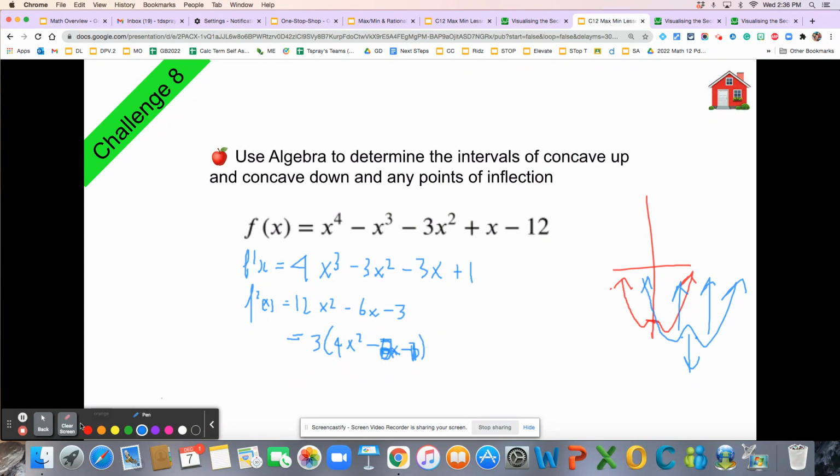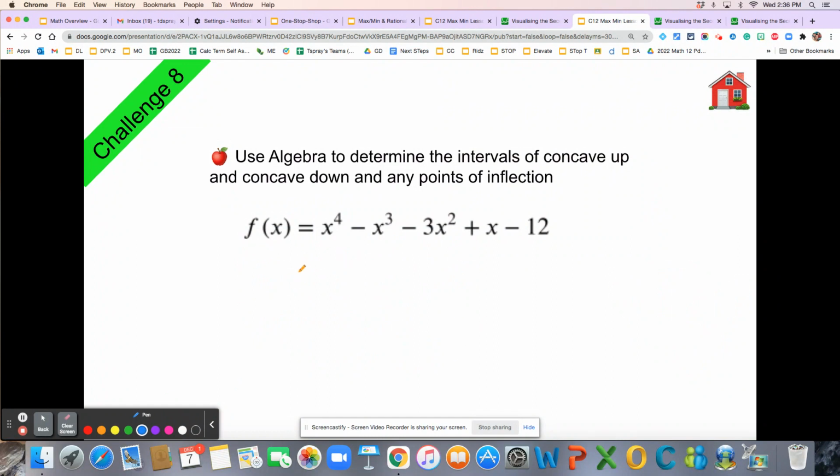Okay, friends, I'm just looking at my work and I realize I made a mistake. So I'm just going to start this over. You probably caught it. So this is going to be 4x cubed minus 3x squared minus 6x plus 1. That's the first derivative, f prime. Now we're going to look at the second derivative, f double prime. That's going to be 12x squared minus 6x minus 6. That looks better to me. Thanks for staying with us and not giving up on me when I made the error there.